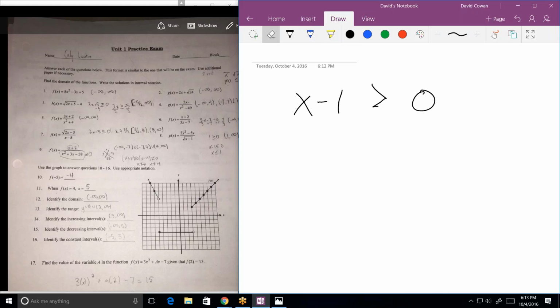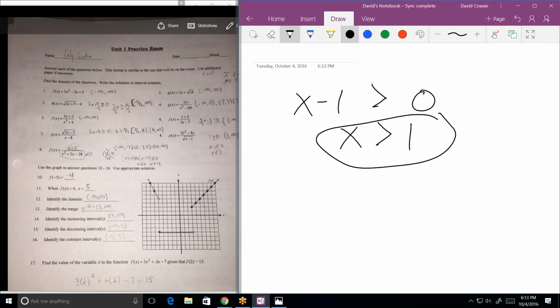You can't do that. So when you have your radical sign in the denominator, it's a little different than when it's up here in the numerator. When it's in the numerator, you take whatever's inside and you make it greater than or equal to 0. But when it's in the denominator, it's just x minus 1 is greater than 0. The way I've written it is where you want to start, and where that leaves you is x has to be greater than 1. And so your interval is correct.